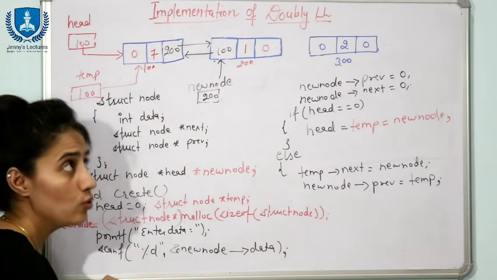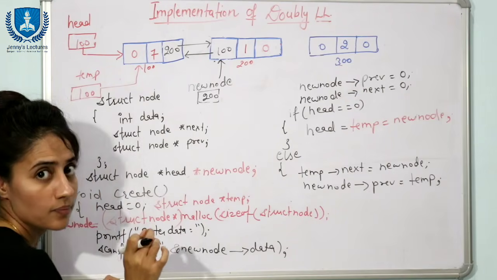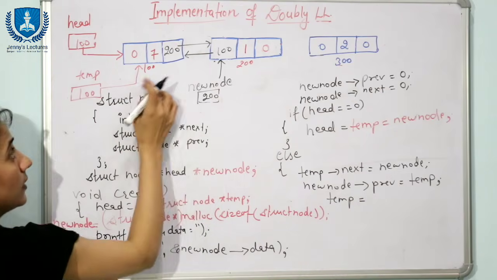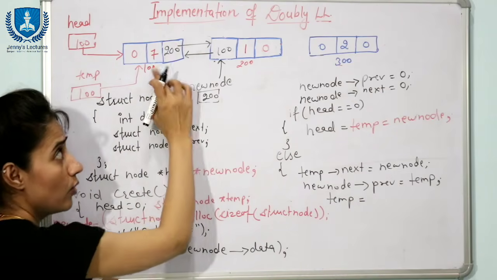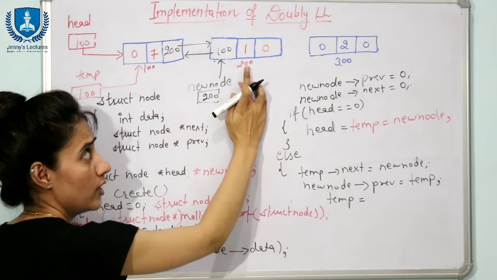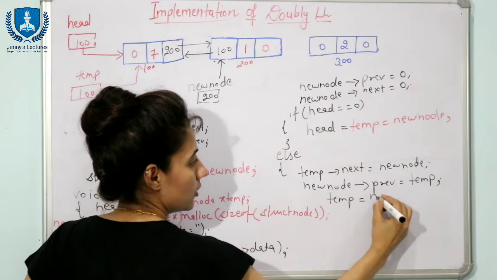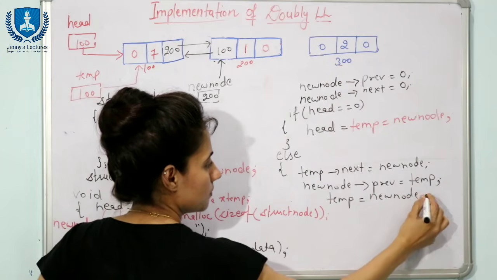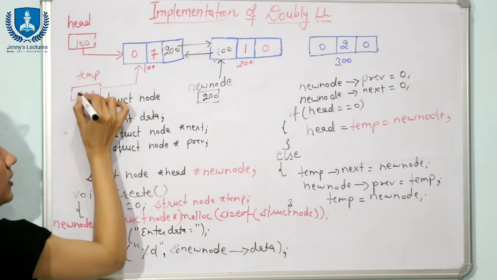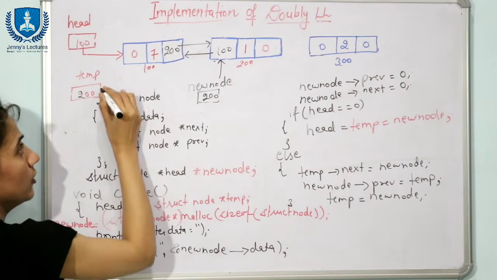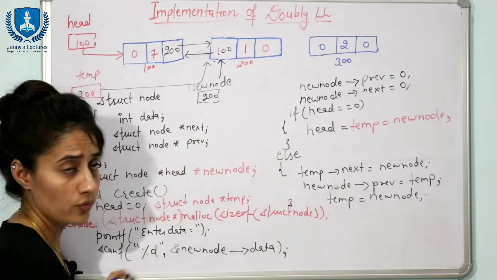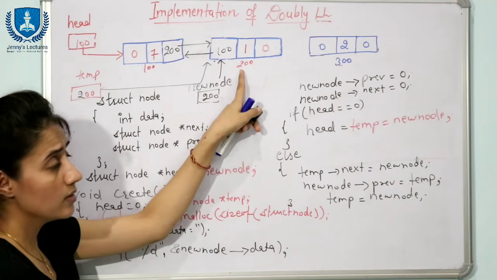One more thing we will do now, we are going to move this temp, right? Temp is pointing to this node, now temp should point to this new node, that is, we are going to store 200. From where can you get 200? From this new node. So temp is equal to new node, and this is the closing of the else part. Now temp is containing 200 and is pointing to this node. Now both new node and temp are pointing to this node. We have successfully inserted the second node.